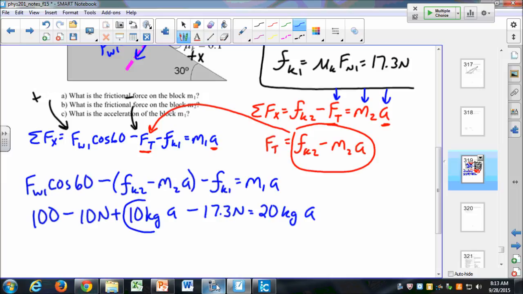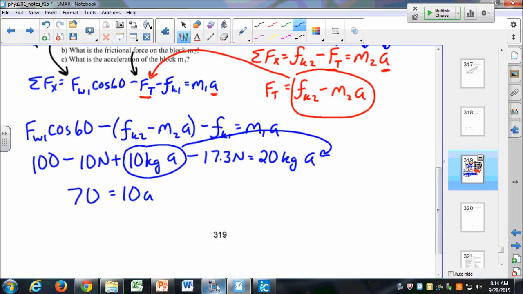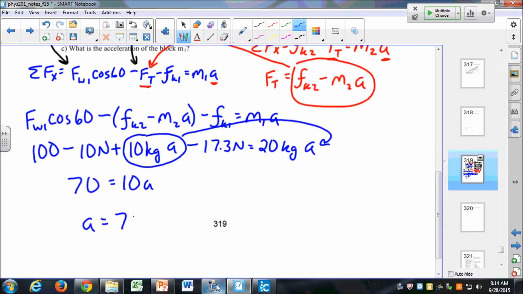I'll take this, subtract it from both sides, bring it over here. So I get 100 minus 10 minus 17.3. We'll just call that 90 minus 20. So it's going to be 70 equals 10A. So A is equal to 7 meters per second squared. Yeah, that's right. All right.